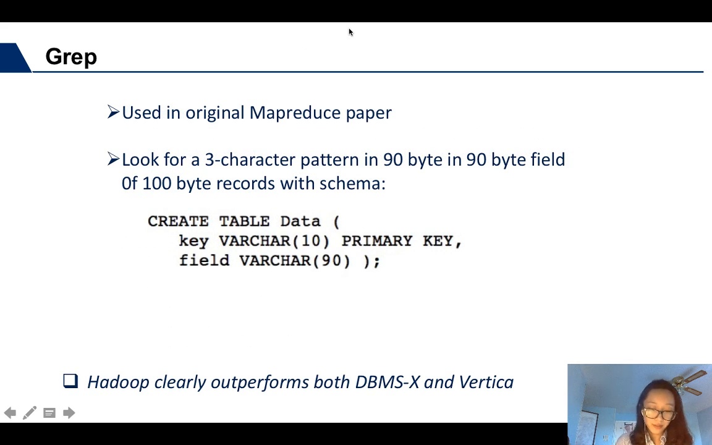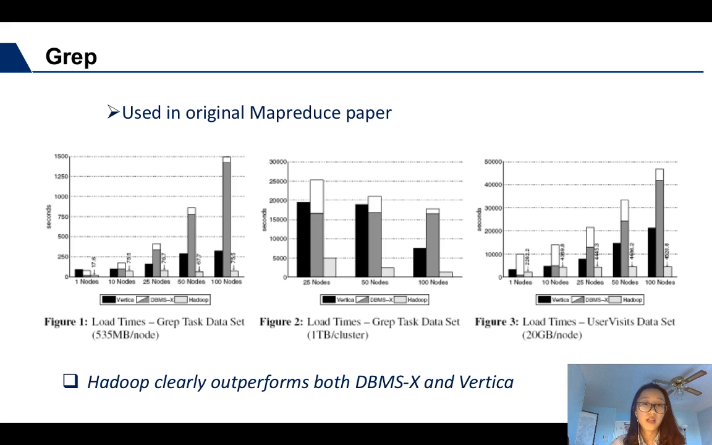So the first benchmark task is called the grep task. Each system must scan through a data set of 100-byte records looking for a three-character pattern. For each system, I ran the grep tasks on clusters of different numbers of nodes. Here are the results of the grep test of these three systems.